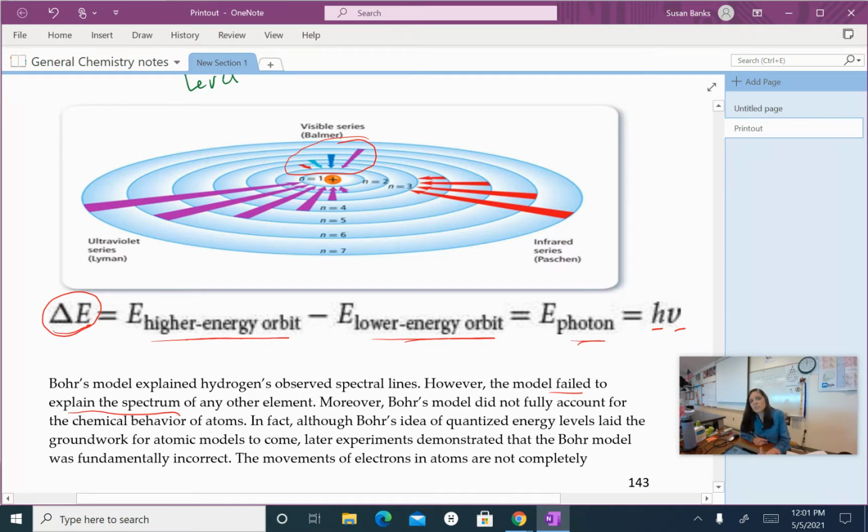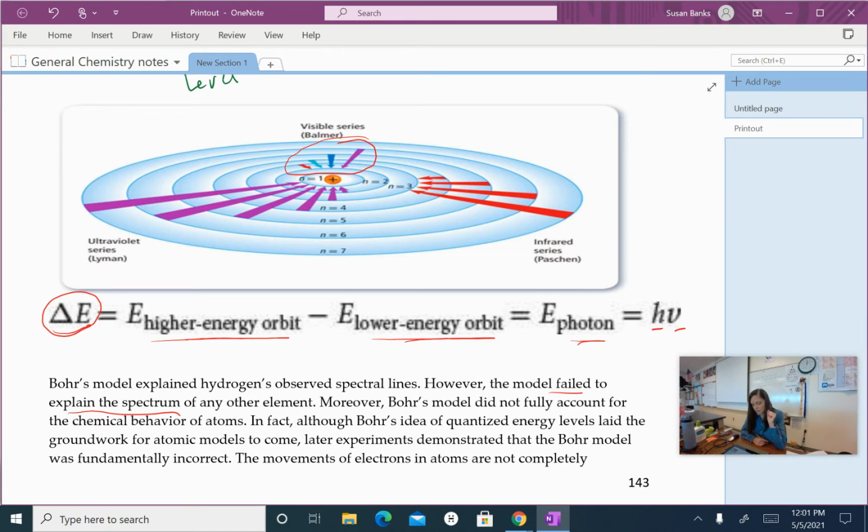So if it didn't work for the other atoms, what does that mean we have to do? Do you remember the scientific method? If it doesn't get supported by the evidence, that means we have to go back and rethink and tinker with our thesis. So they had to rethink and tinker with the atomic model and come up with a different model and test that. Bohr's model did not fully account for the chemical behavior of the electrons in the atoms.